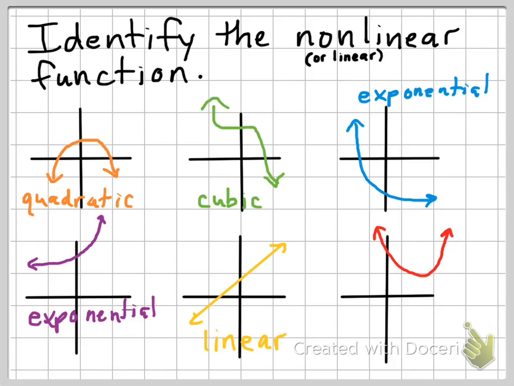Alright. And then the red one is going up on both sides like a U, so it is quadratic. Just like this orange one was over here. It's pointing down on both sides. This one's pointing up on both sides. These are both quadratic. Okay, so at this point you should be able to identify the nonlinear function from the graph.